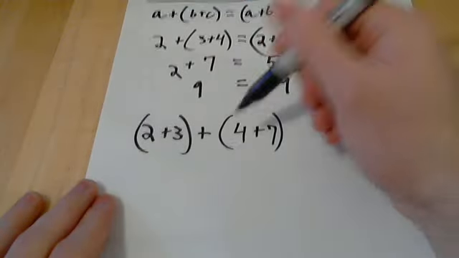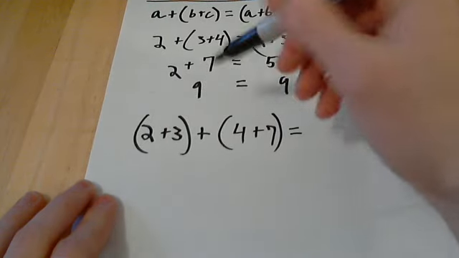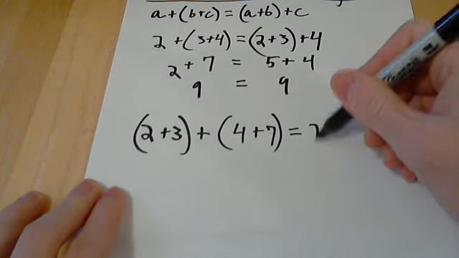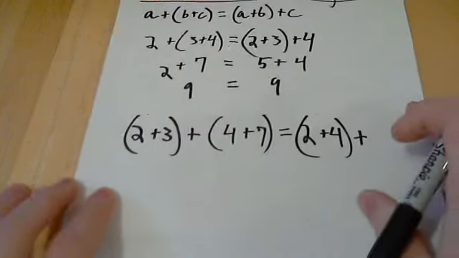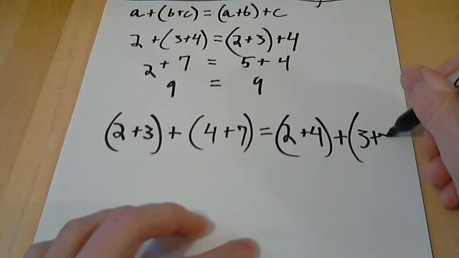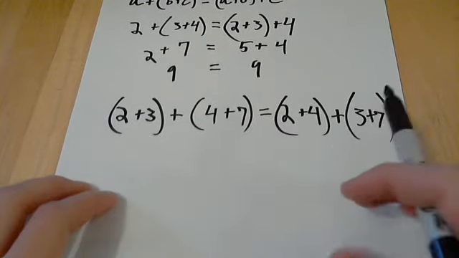So for this, we could change it completely around into something like, we could combine the 2 and the 4 and then the 3 and the 7. So we could have something like (2 plus 4) plus (3 plus 7) in the other parentheses. So take a look at this just to prove that it works.